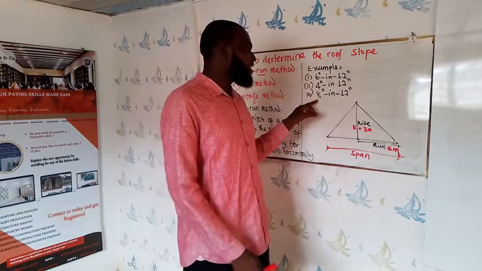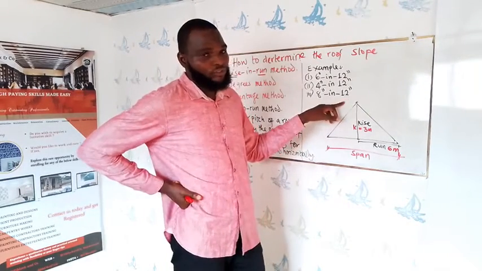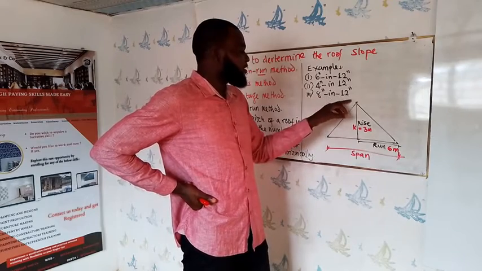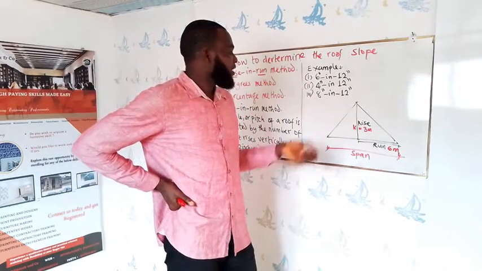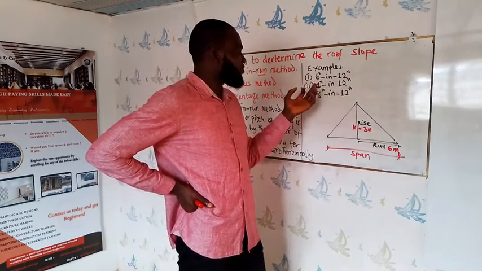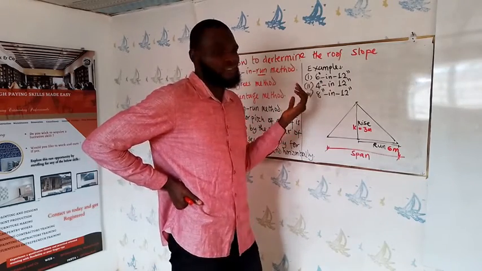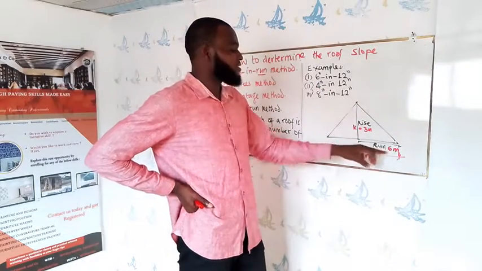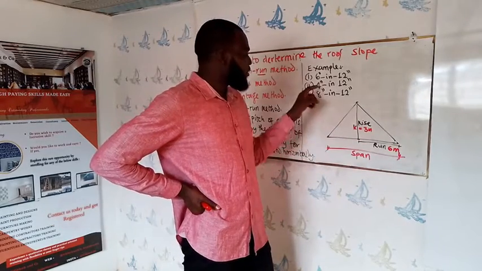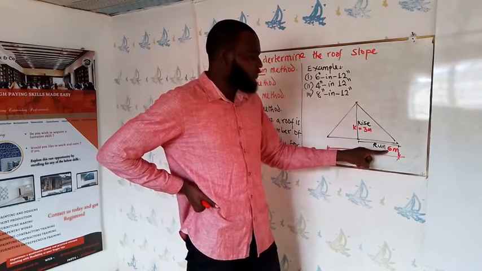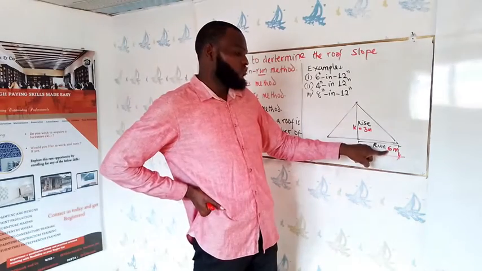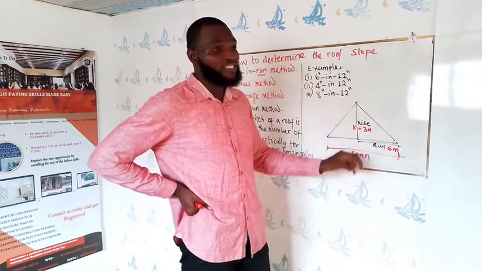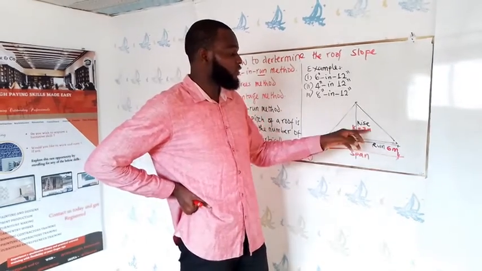In this case, you know that 8 is not half of 12, so you just need to find the relationship between them. For instance, 4 and 12. This is not half as well, it is 1/3 of it. So if you have to use 4 in 12 for this span, our rise will be 1/3 of 6. That is 6 meters divided by 3, which will give us 2.